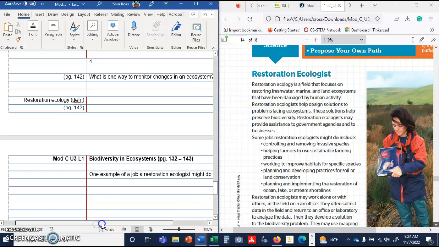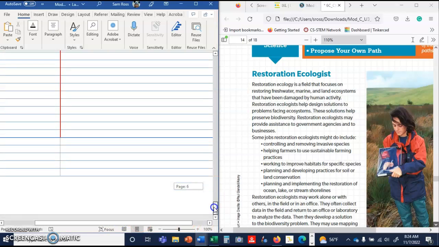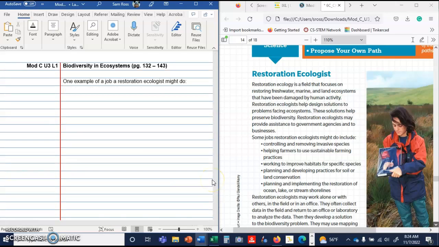And I wonder if this is our last question. Let me see. Oh, that is the last question. One example of a job a restoration ecologist might do. Here's some examples. You just need to pick one. You don't have to put them all. Controlling and removing invasive species, helping farmers to use sustainable farming practices, working to improve habitats for specific species, planning and developing practices for soil or land conservation, planning and implementing the restoration of ocean, lake, or stream shorelines. So pick one and put it there, and let me know if you have any questions.